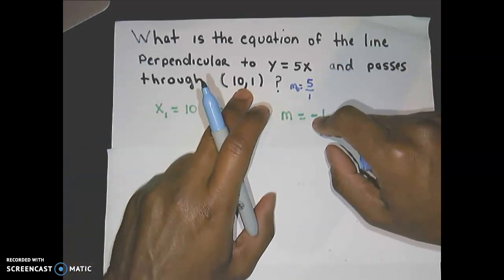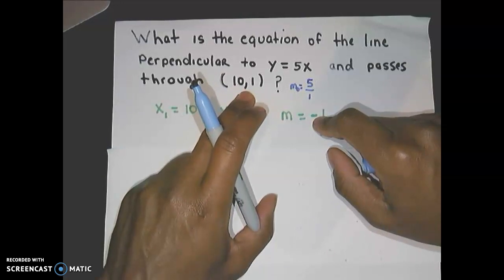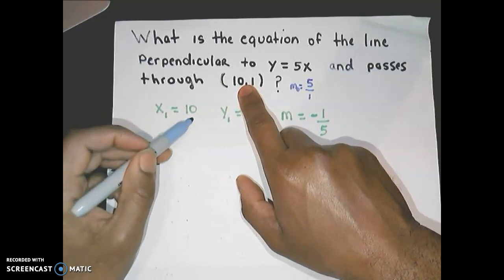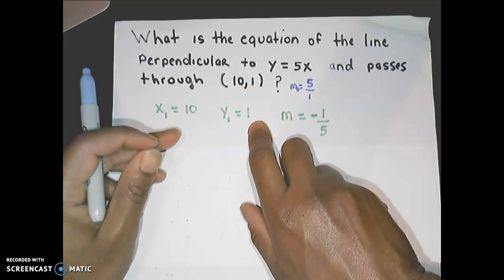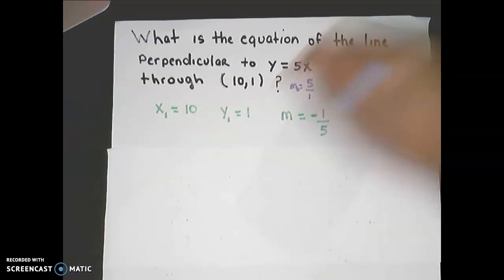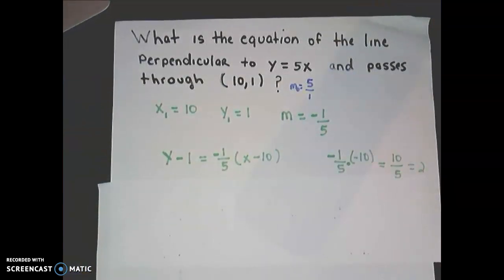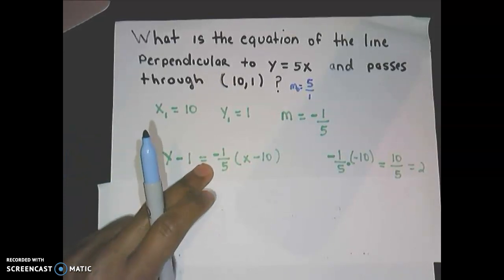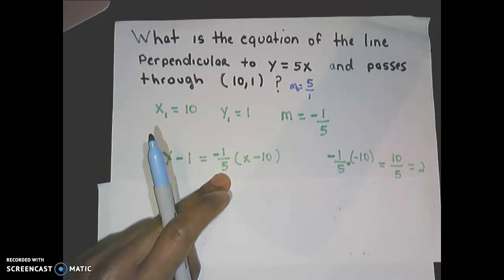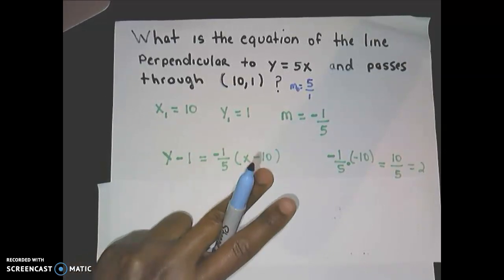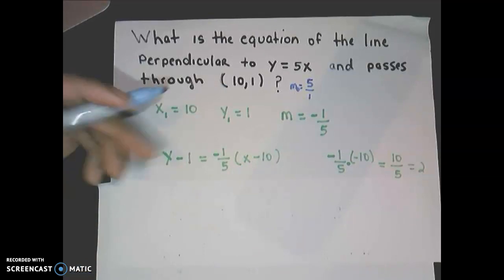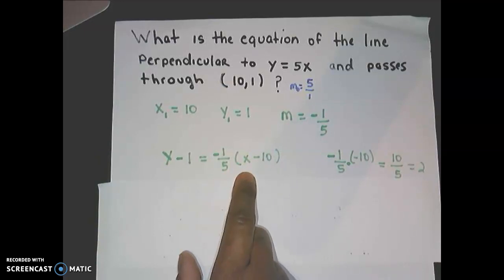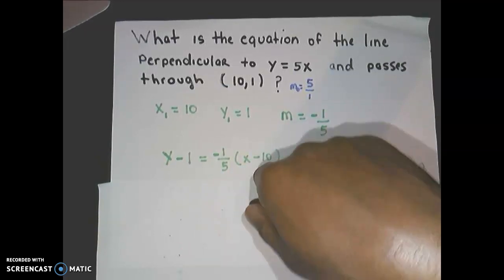And remember, I told you your x1 and y1 is going to be the point that it passes through. So your x comes first, so your x1 is 10, and your y1 is going to be 1. And so we're going to use the point-slope form. And so I got y minus 1 is equal to negative 1 over 5 times x minus 10. And so now I just need to distribute my negative 1 over 5 to everything inside of the parentheses.